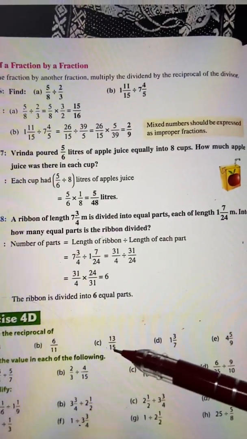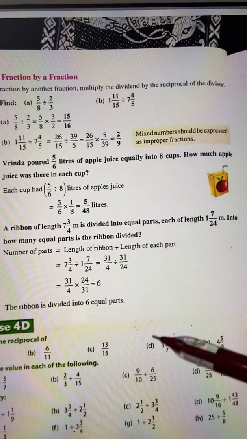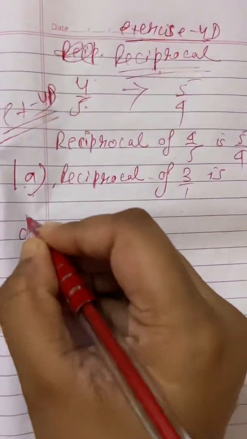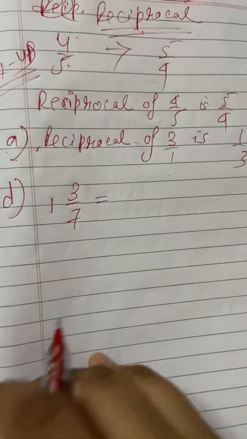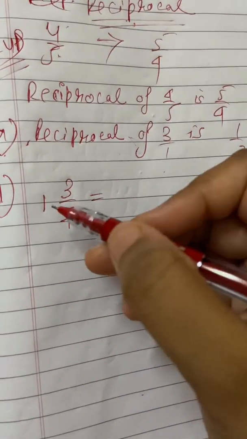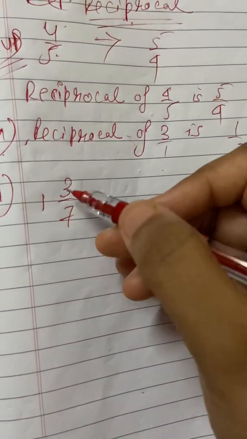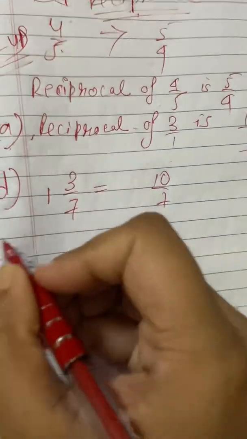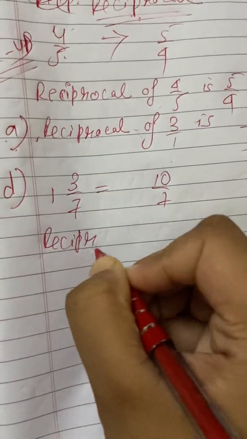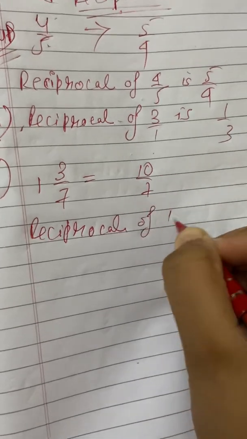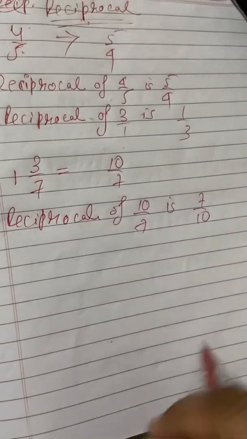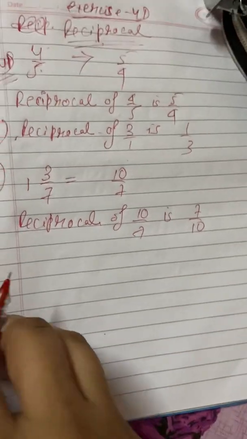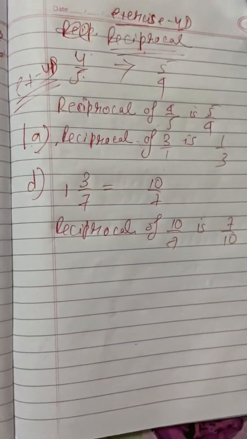Similarly, reciprocal of 13 by 15 will be 15 by 13. Now for question number D, the question is 1 3 by 7. So first I'll convert this into improper fraction. 1 into 7, 7. 7 plus 3, 10 by 7. Now I will write reciprocal of 10 by 7 is 7 by 10. So in this way you will complete your first question.